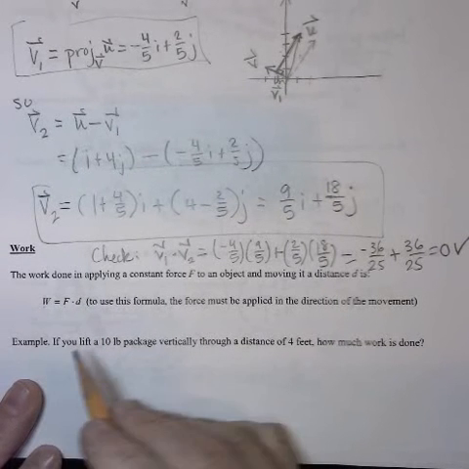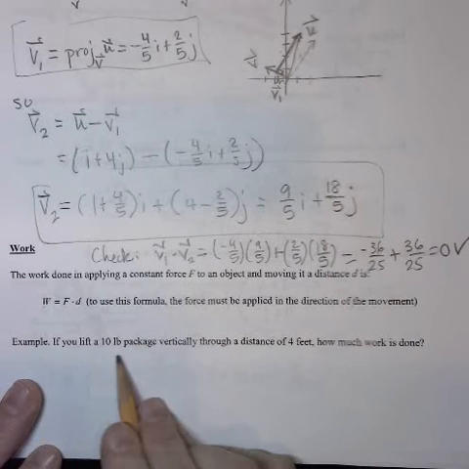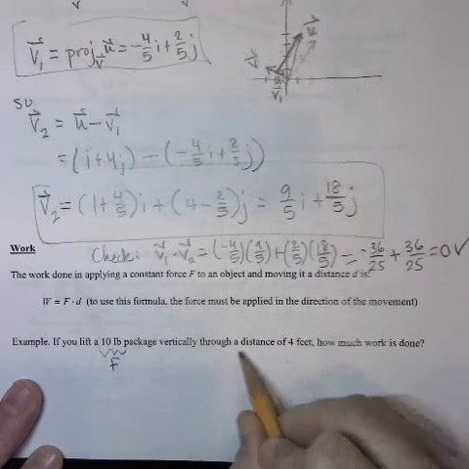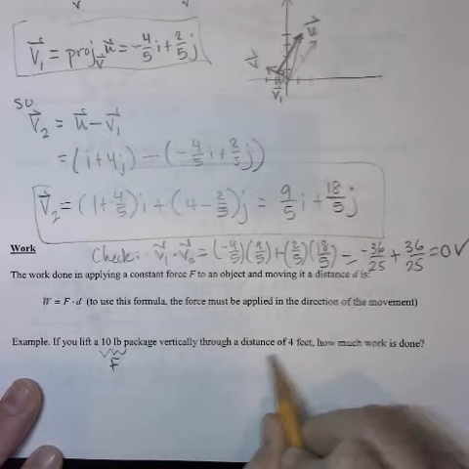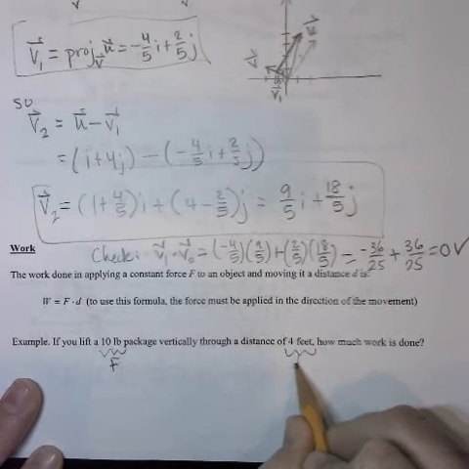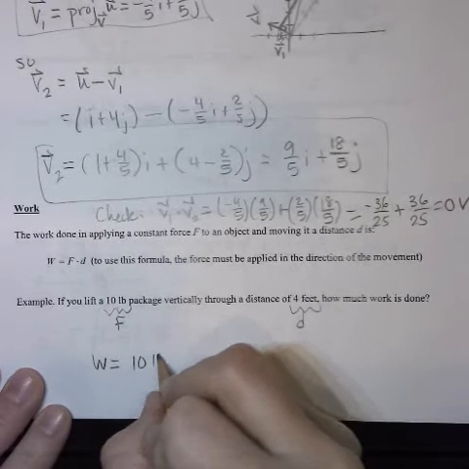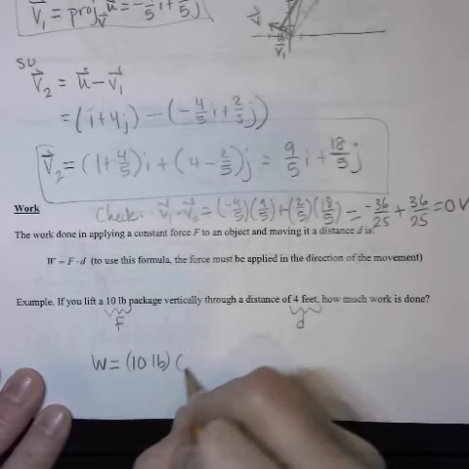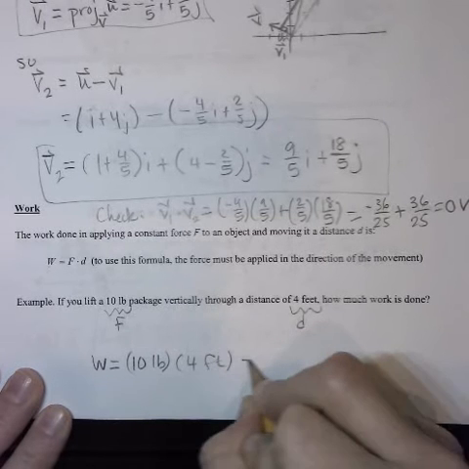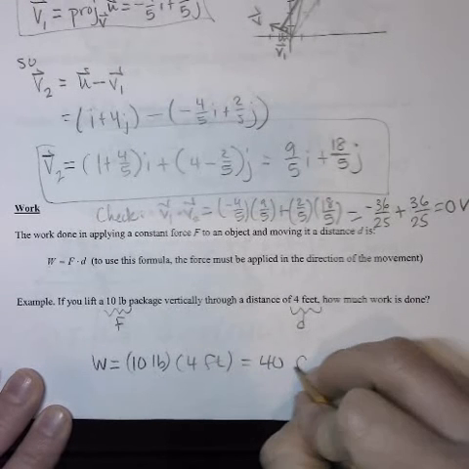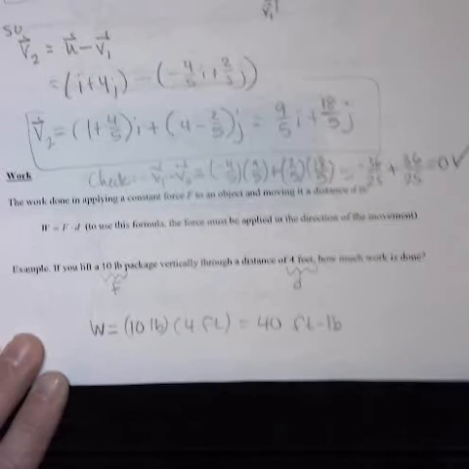So here's a real simple problem. You have a 10-pound package, that's the force, and it moves vertically through a distance of 4 feet, that's our distance. How much work is done? Work would be 10 pounds times 4 feet, so 40 pound times feet, which is foot-pounds. That's the unit of work there.